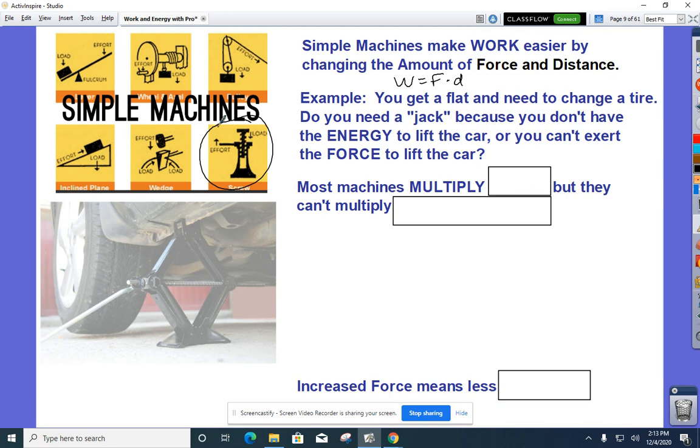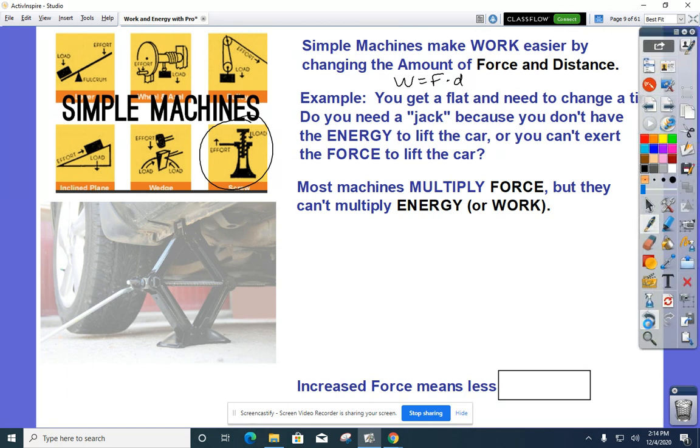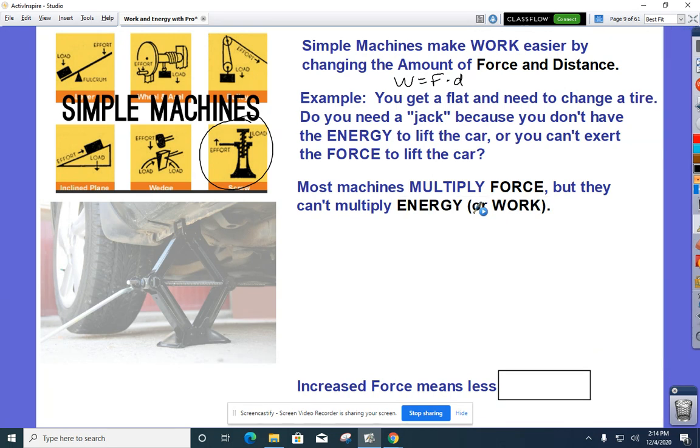What most machines do is they multiply force, but they cannot multiply energy. They can't make more energy than what you put into that. So we can't create or destroy energy, but we can transfer it. In this case, we're going to use that machine to transfer the energy that I use here. Now, most machines multiply force, but they can't multiply energy. They can't make the work that you do greater. They can just change the amount of force and distance.